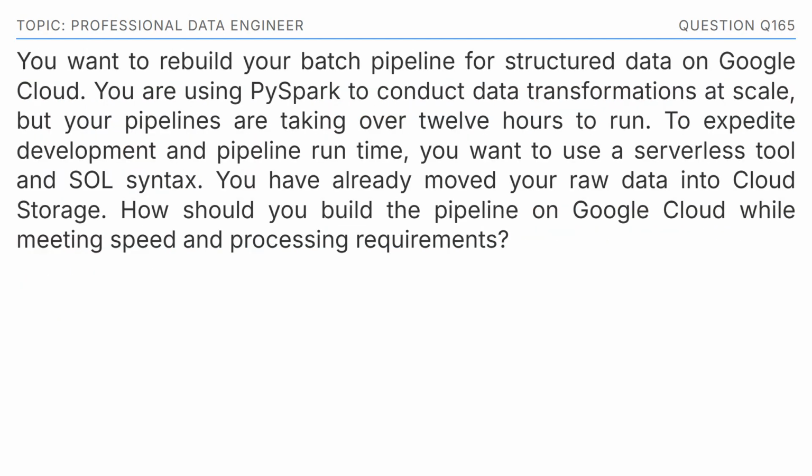You want to rebuild your batch pipeline for structured data on Google Cloud. You are using PySpark to conduct data transformations at scale, but your pipelines are taking over 12 hours to run. To expedite development and pipeline runtime, you want to use a serverless tool and SQL syntax. You have already moved your raw data into cloud storage. How should you build the pipeline on Google Cloud while meeting speed and processing requirements?